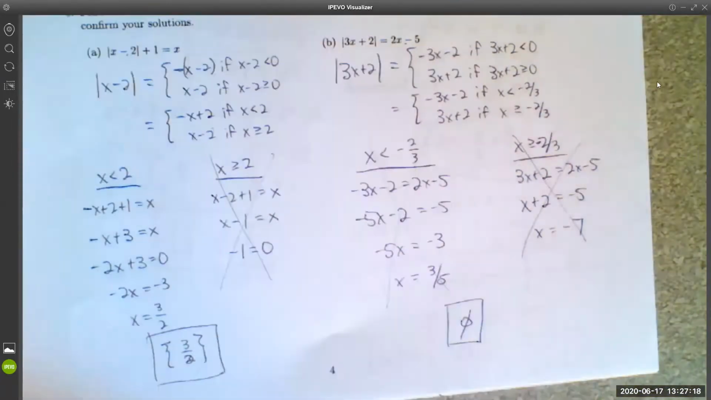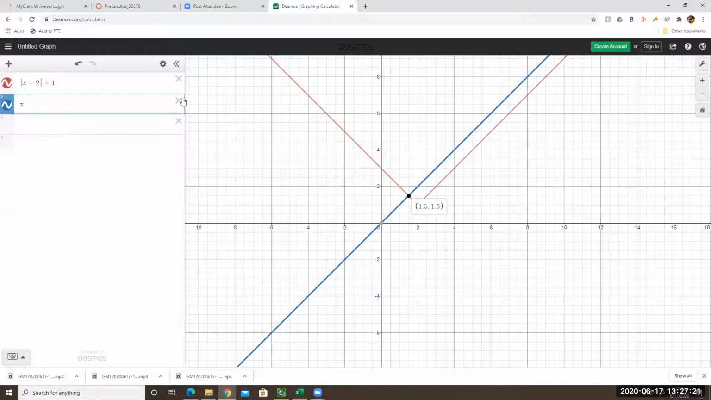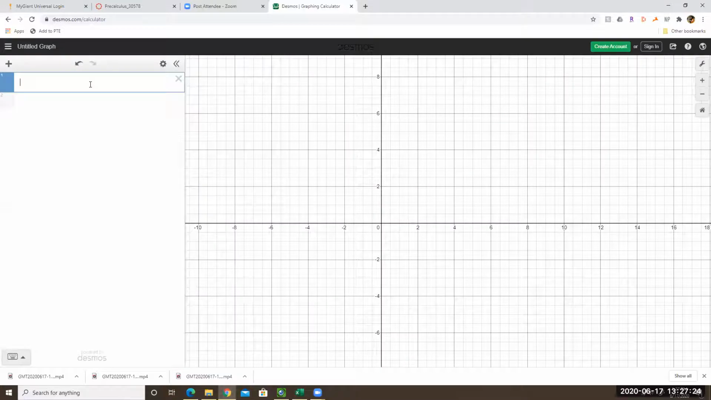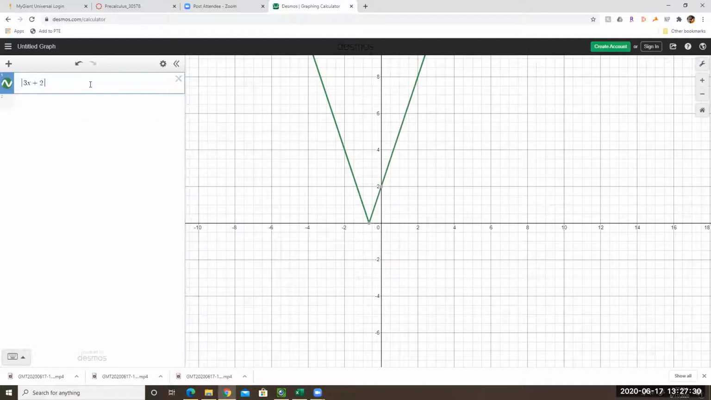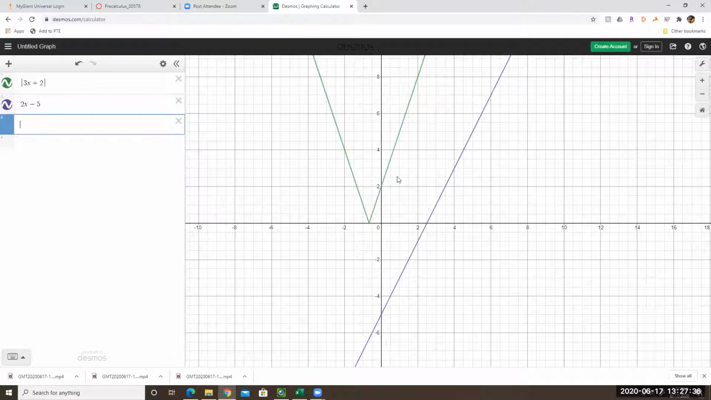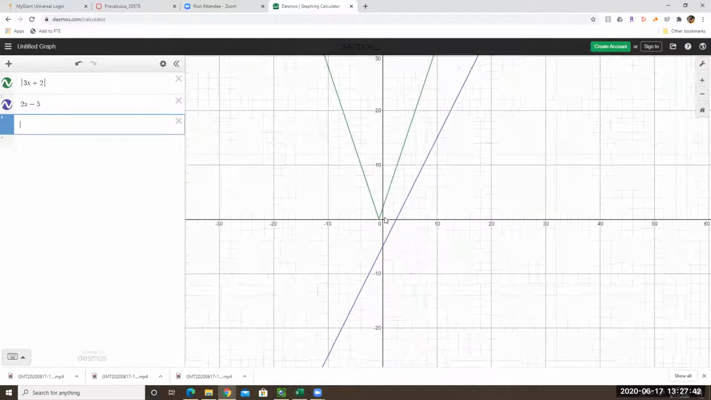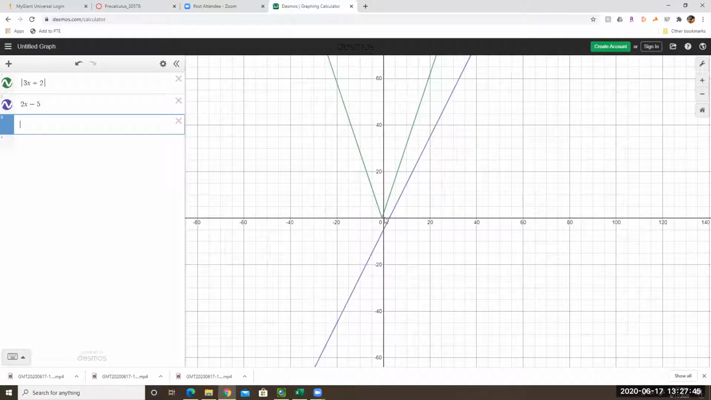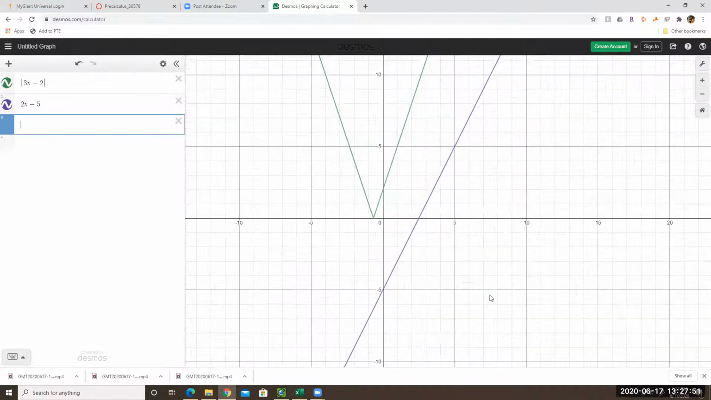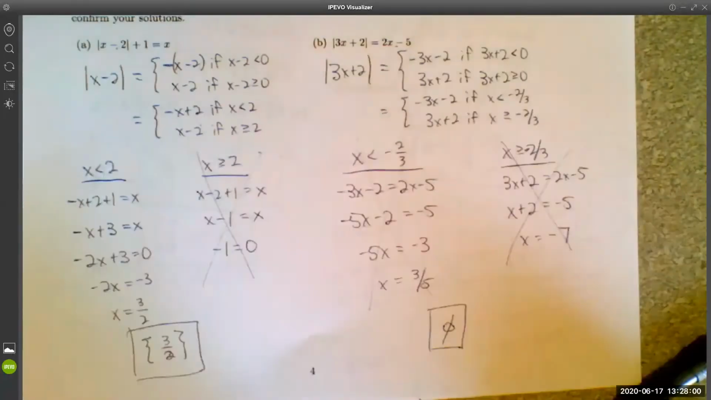We can verify that. Let's take a look at this in Desmos. So I'm going to graph the left-hand side, which is the absolute value of 3x plus 2. And then I'm going to graph the right-hand side, which was 2x minus 5. And sure enough, look, no intersection, right? They're never going to intersect anywhere. In fact, they just get further and further apart the further out you go. So yeah, no solution. These two things are never equal to each other. So there's no solution. Let's do another one.